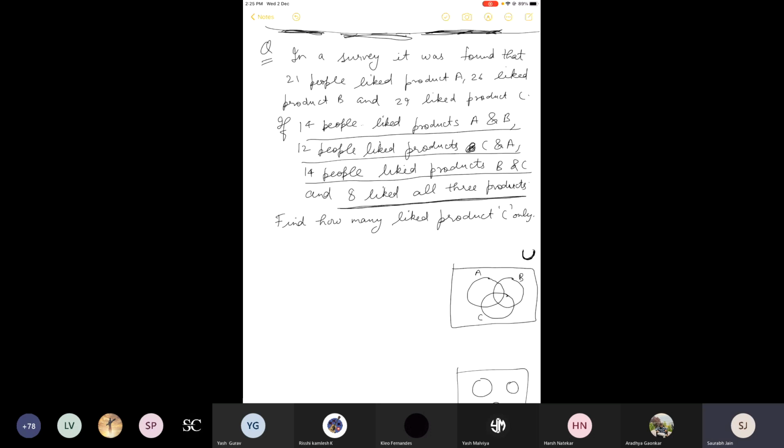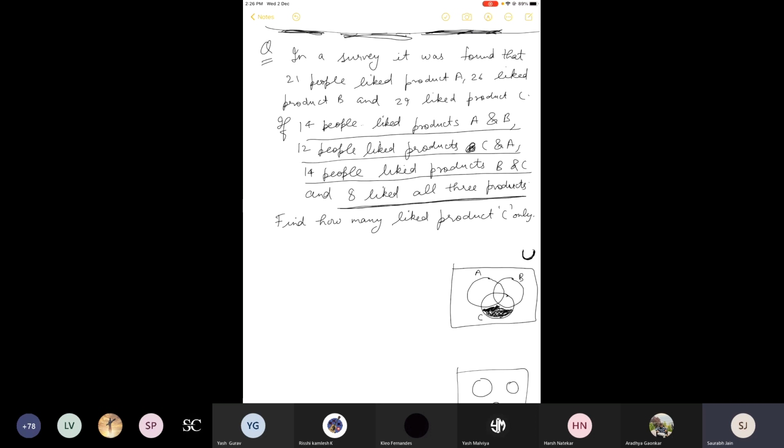Now what is the question? Find how many liked product C only. We need to find this portion. This shaded area is part of set C only, because the remaining portion of set C will be included either in A or in B. So we have to find how many elements will be present in this shaded area. This is the question.